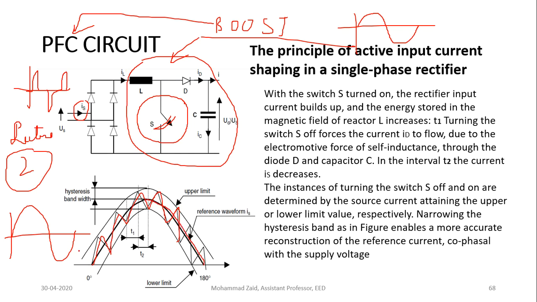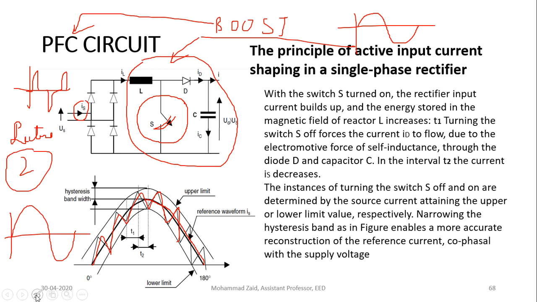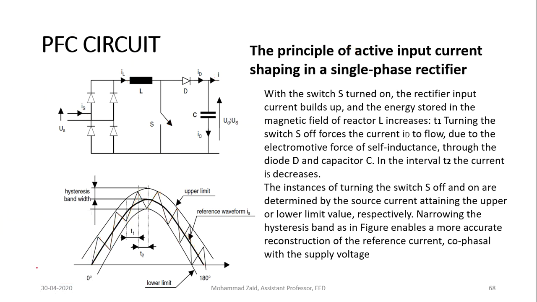As you can see, the reference waveform is shown in black. And what is the inductor current? This current which is going up and down. This is the inductor current which we have sensed from here, because this is connected in series.